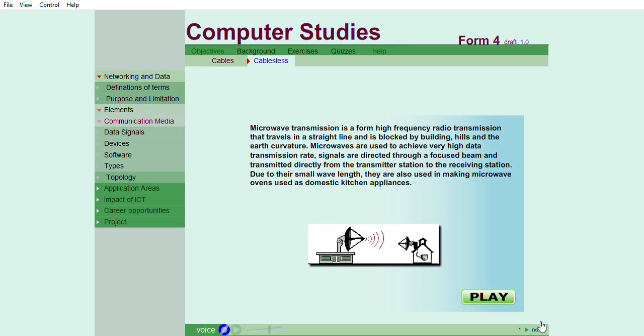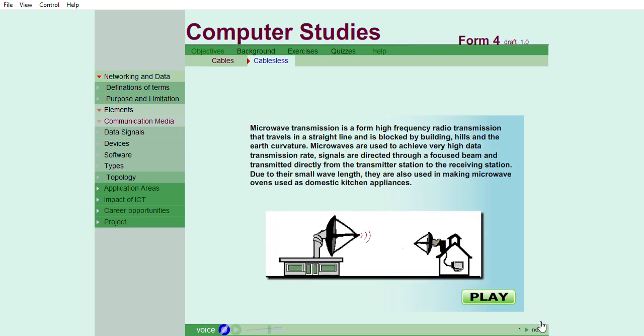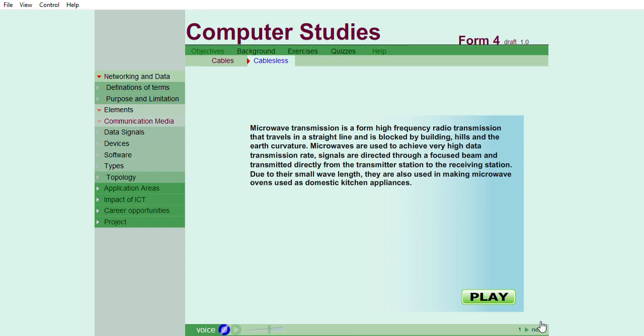Microwave transmission is a form of high-frequency radio transmission that travels in a straight line and is blocked by buildings, hills, and the earth's curvature. Microwaves are used to achieve very high data transmission rates. Signals are directed through a focused beam and transmitted directly from the transmitter station to the receiving station. Due to their small wavelength, they are also used in making microwave ovens used as domestic kitchen appliances.